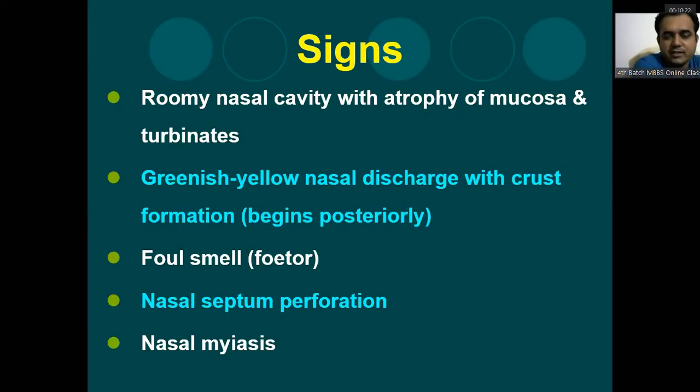So there is greenish yellow nasal discharge with crust formation that begins posteriorly, and there is the foul smell, fetor, and there can be nasal septal perforation too, but not always. And there is nasal myiasis. So what is nasal myiasis? We are going to talk in detail on this disease later on.